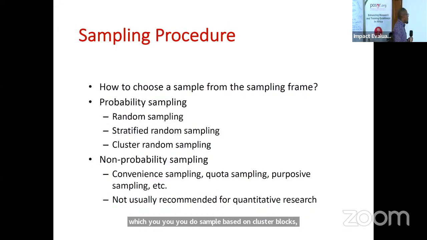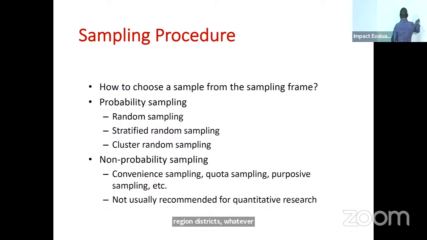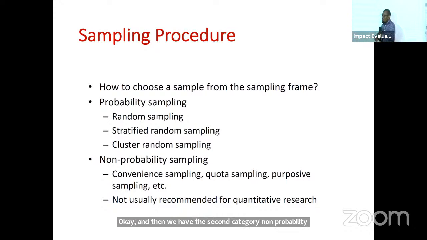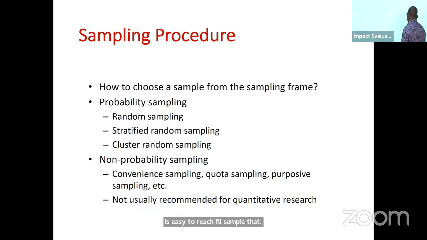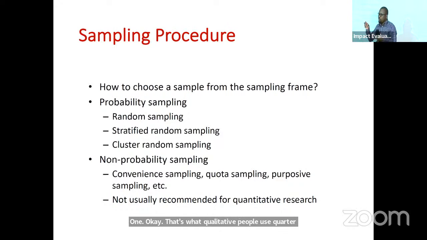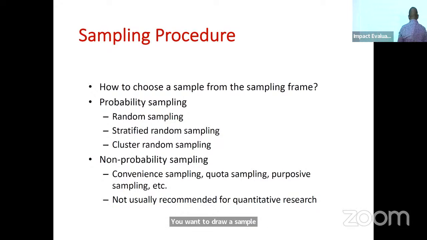Then we have the second category, non-probability sampling. Convenience sampling, where it is convenient: this one is closer to me, I'll sample this one; that one is easy to reach, I will sample that one. That's what qualitative people use. Quota sampling, where you have a certain quota you want to draw a sample from, maybe 10, 20 people. We'll see that. Purposive sampling, where I just choose: can I interview you? Can I interview that one? And so on and so forth.